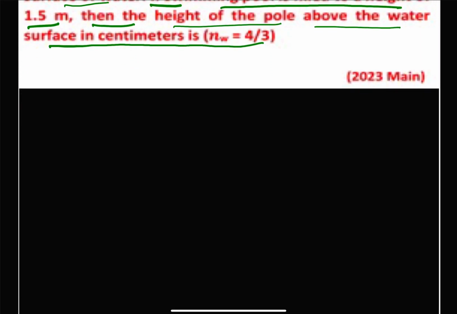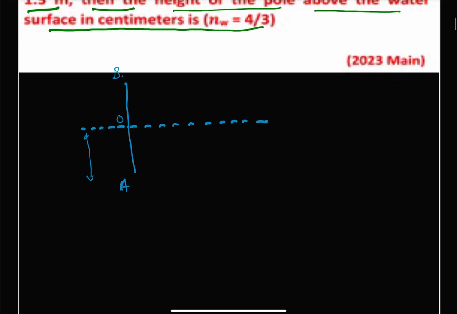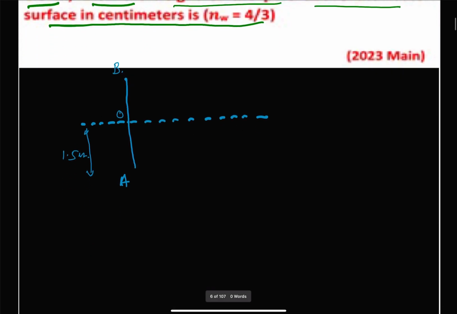And let us suppose this is our pole and this is our A and our B, and let us suppose this is our point O, and up till where we have water, its height is given as 1.5 meter, and the shadow is said to be of the length 2.15 meter.